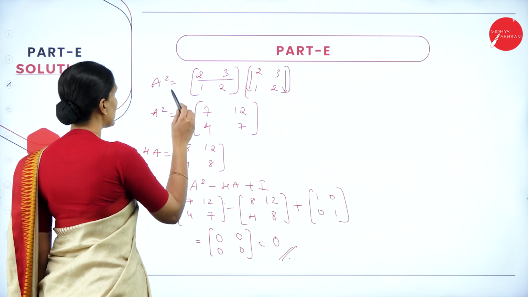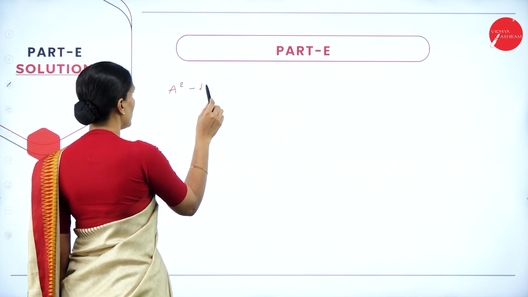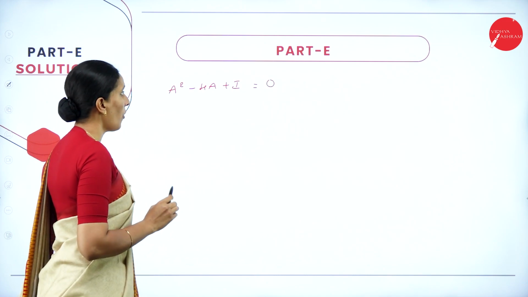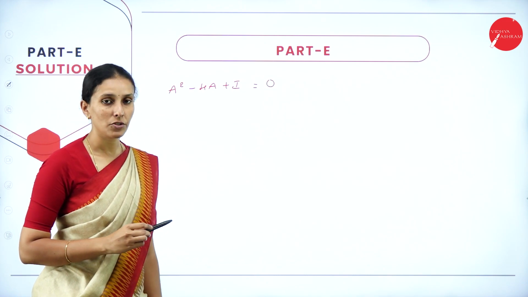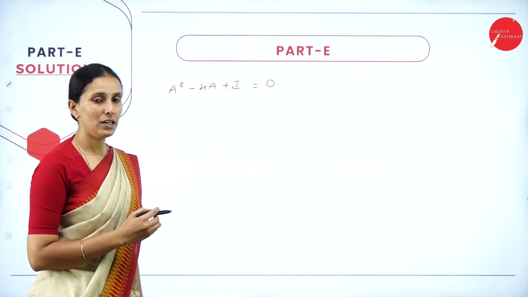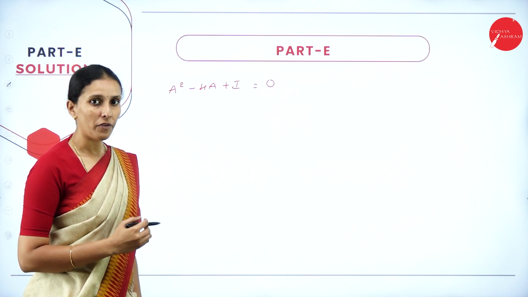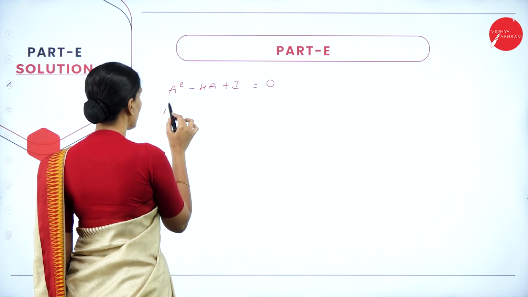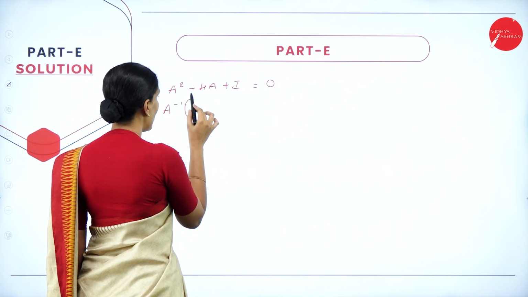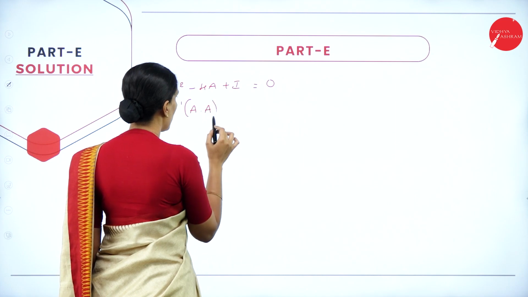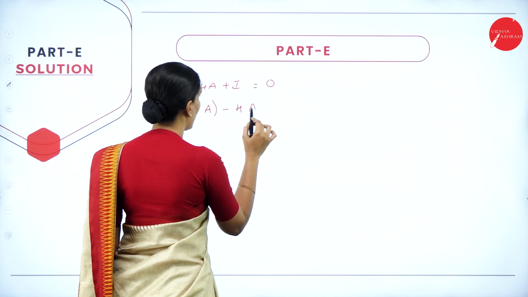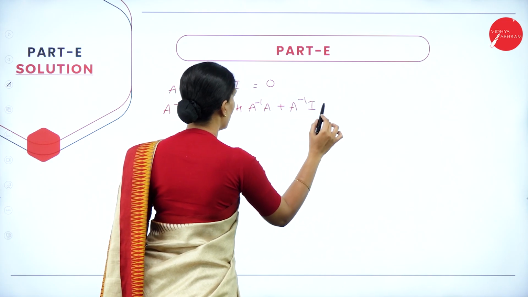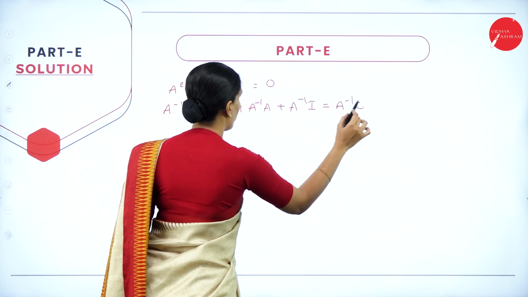Now let's consider this equation: A square minus 4A plus I equals O. Now using this equation only, we need to multiply A inverse on both sides to find A inverse. Now here, pre-multiply A inverse on both sides. I'll write A square as A into A. I'll keep the constant outside and I'll multiply A inverse into A plus A inverse into I, A inverse into O.